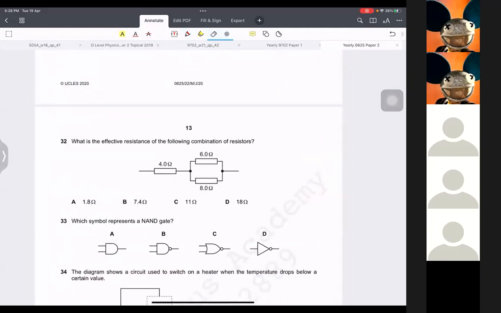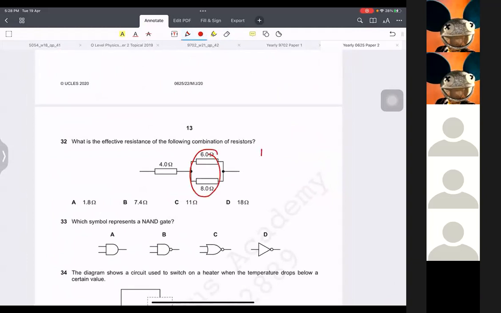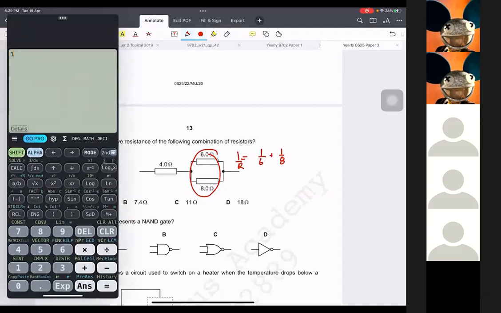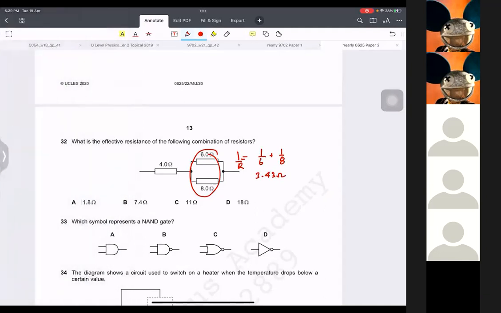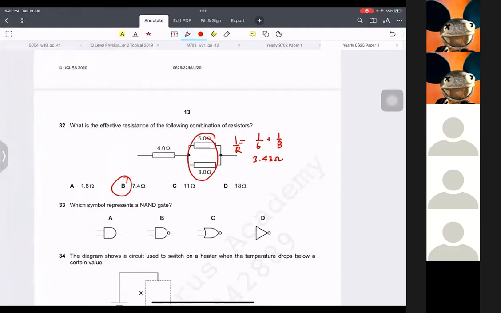This is parallel. So first, I always try to solve this. 1/R equals 1 divided by 6 plus 1 divided by 8, and then take the reciprocal. So 3.43 ohms. And then you add it to 4, because in series you just add. 7.43.